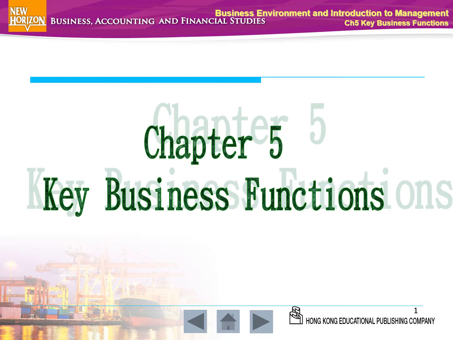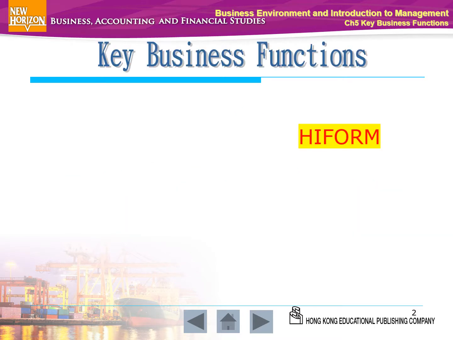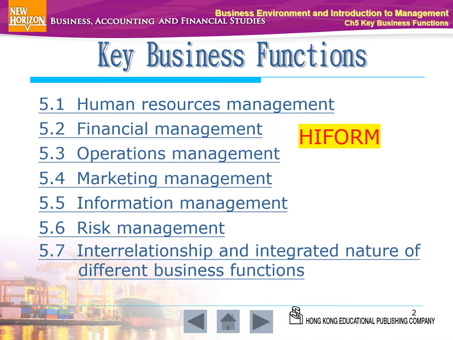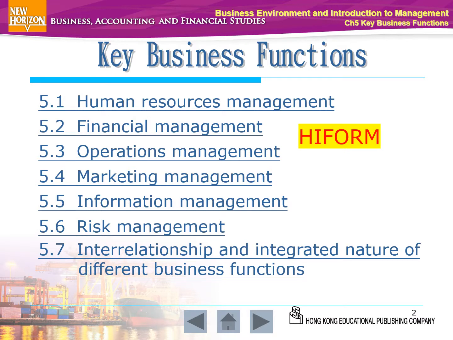Chapter 5, Key Business Functions. In this chapter, you should know there are 6 key business functions. I'll use the shortcut form for you to memorize these functions, what we call HIFORM. HIFORM. Okay, there are 6 functions.